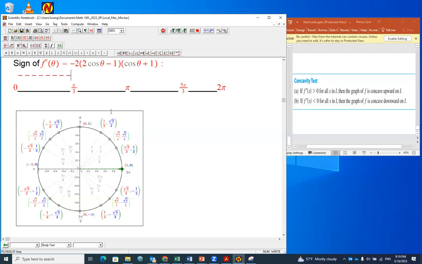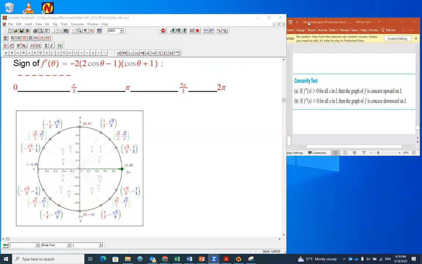What you do is that you plug in these numbers. So you plug in, say, from zero to pi over three, and you just try a test point, say pi over four. You plug in pi over four to see if this is positive or negative. So this is a positive, and this is positive, positive times negative. So that's why we get a negative.